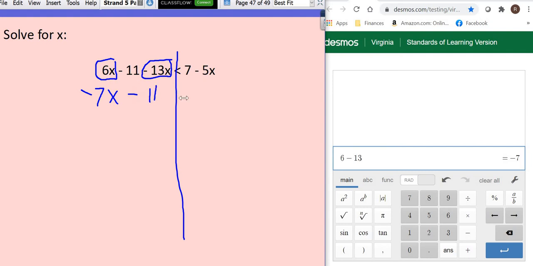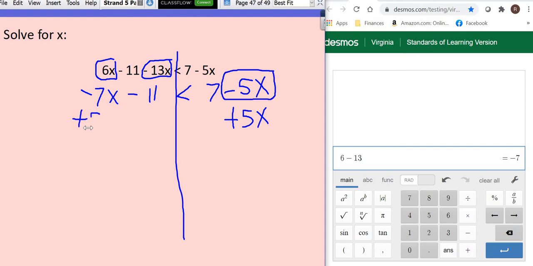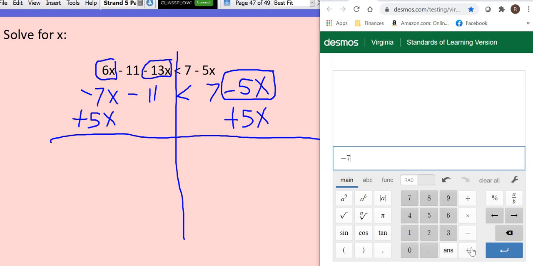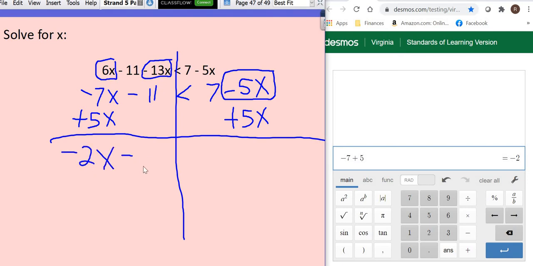and I'm going to get a negative 7x minus 11 is less than 7 minus 5x. All right, now we have to move this variable over here to the other side because we need all of our variables on the left. So the opposite of negative 5x is adding positive 5x, because when you're moving a variable, you have to move the whole thing. You have to do the opposite of what it is. So I'm going to come back over here, and I'm going to do negative 7 plus 5, and that gives me a negative 2x minus 11 less than 7.